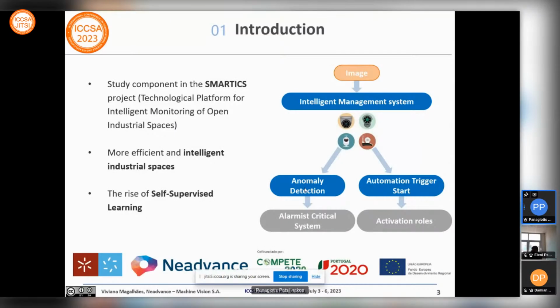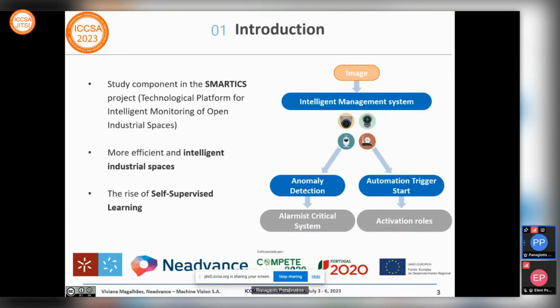in Braga, Portugal. And it's part of a project called Smartix, which is a technological platform for intelligent monitoring of open industrial spaces. This work focuses on two issues. One of them is to turn industrial spaces more efficient and intelligent, and the other is the rise of self-supervised learning.